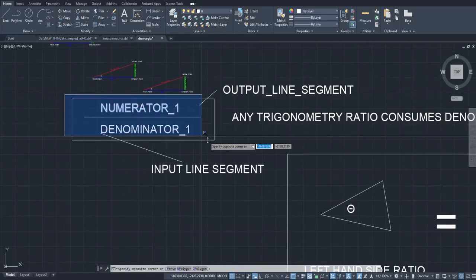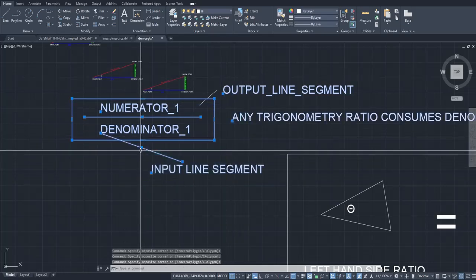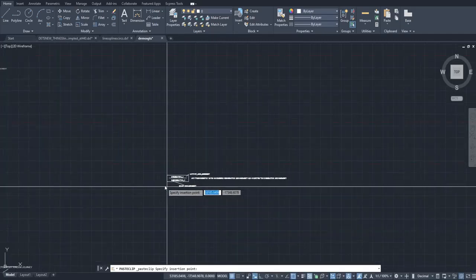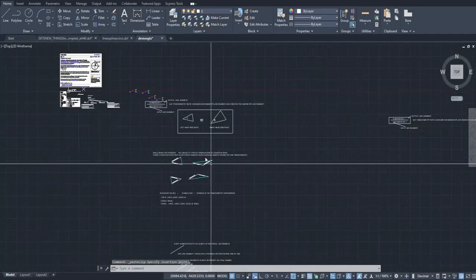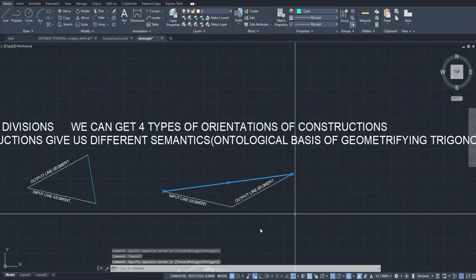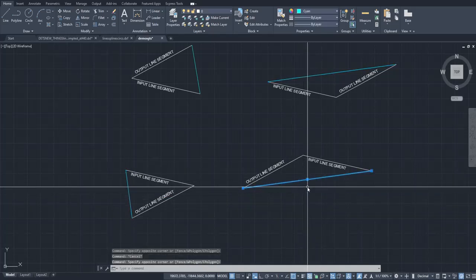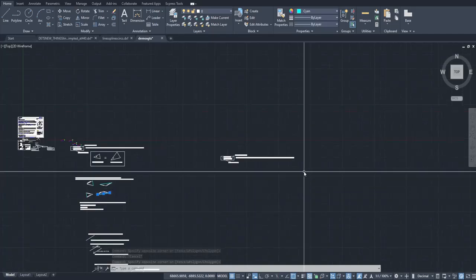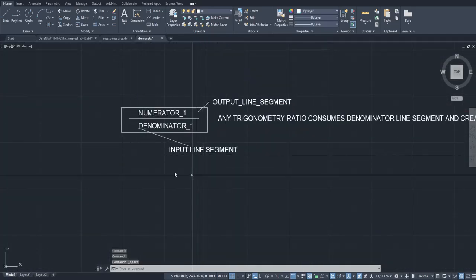The numerator is the output line segment, the denominator is another line segment which is the input line segment, and the third line segment comes due to the construction of additional lines, like when the free ends are joined. In that way we can complete the triangle, and our triangles are generated from the ratios. So stop thinking that ratios are simply a number.